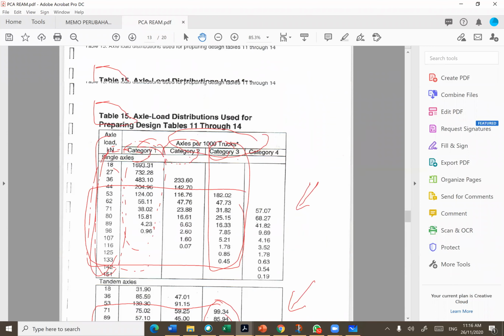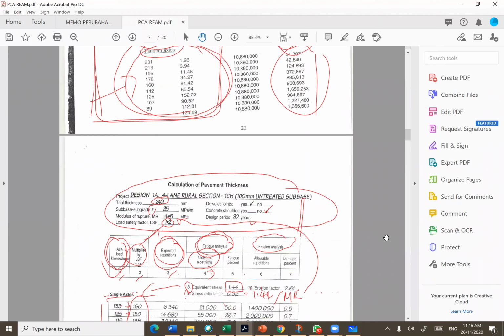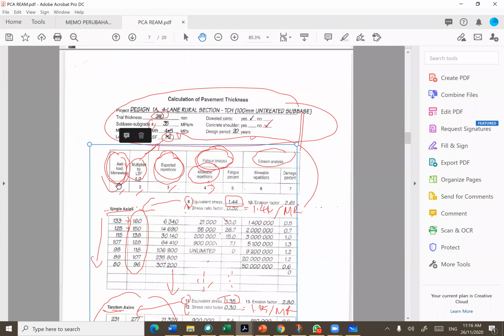The first value on the single axle. We have 160, right? The first value here for single is 160 with equivalent stress 1.44 and stress ratio factor 0.32.